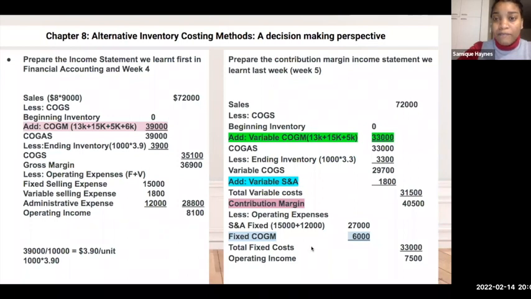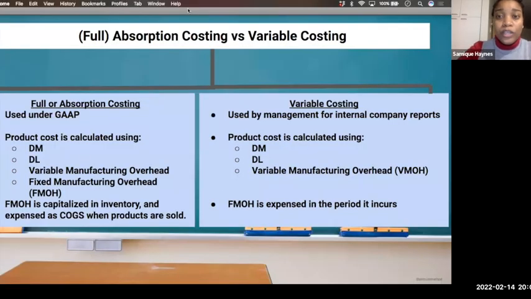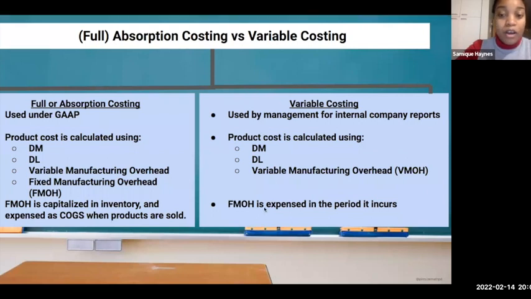But in the variable income statement, we have it at the bottom as an expense. So what do we notice? We notice that under variable costing, the fixed manufacturing overhead is expensed in this period. Variable costing, all fixed costs are expensed in the current period.